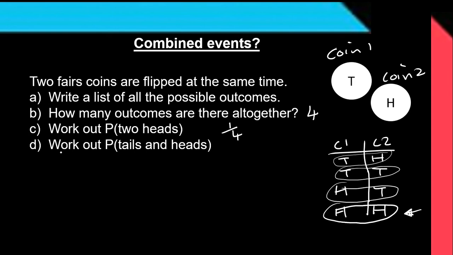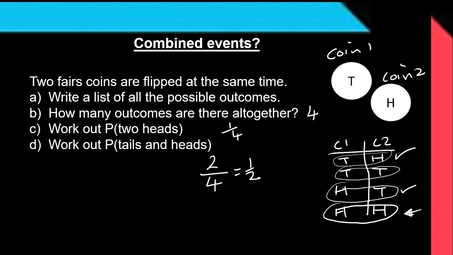And then question D says, what's the probability of getting tails and heads? Again, if we look down all our outcomes, we have tails and heads at the top, so that's 1. And then if we carry on going, we have heads and tails on the third one. So that actually has a probability of 2 successful outcomes out of 4 total outcomes, which is a half, which is a 50% chance of that happening. So that's what we do when we have combined events, okay?